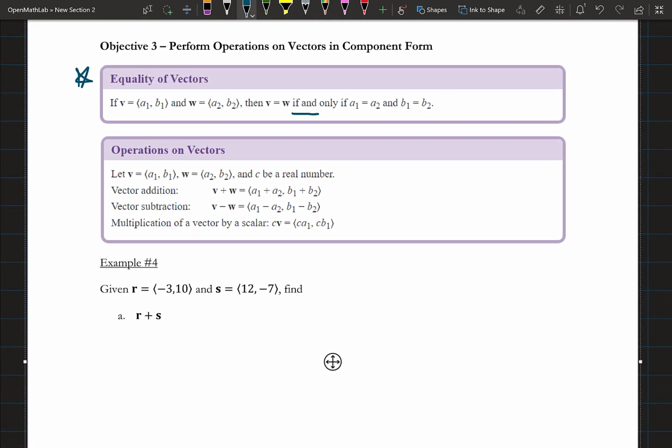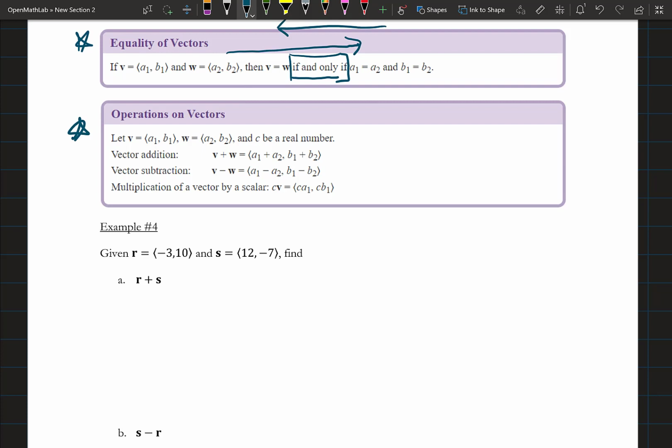And if and only if means it goes both directions, right? So if the left is true, the right's true, and also if the right's true, the left's true. It goes both ways when we see if and only if. And then the next box here, we have some operations on vectors. So if I have those same vectors v and w, if I add them, I can just add their x and y components together. And when I subtract vectors, I can just subtract their x and y components together. And if I multiply by a scalar, that's going to just change the magnitude, I can just multiply the x and the y components times that scalar, right? So that's nice to know.